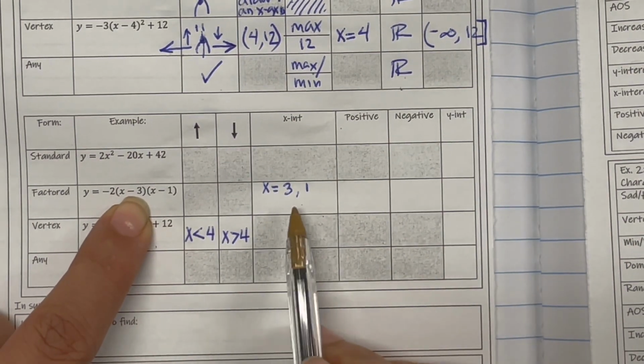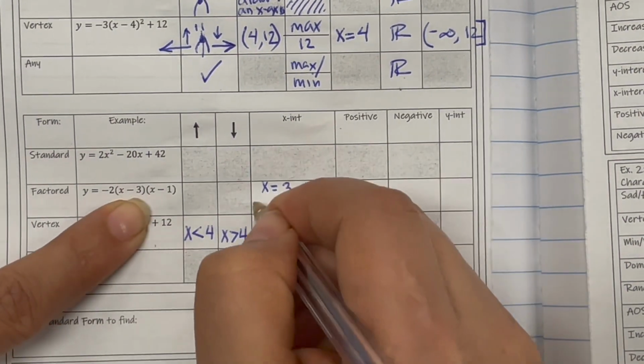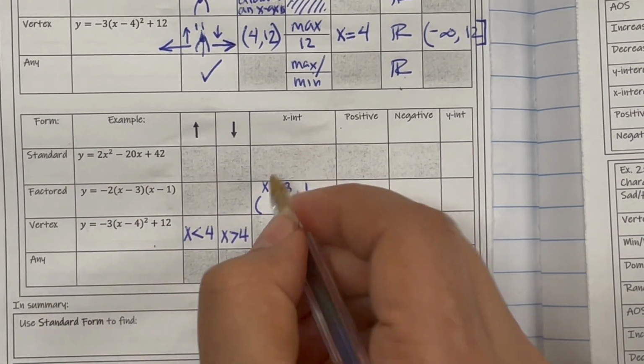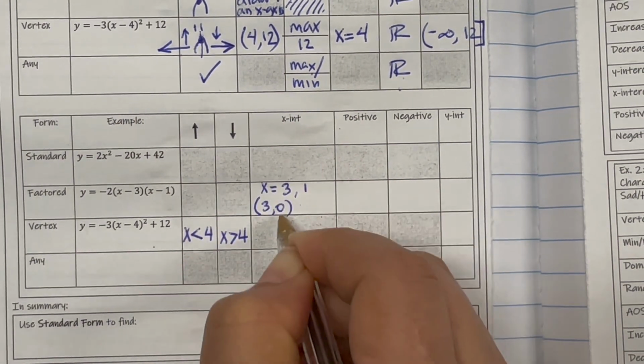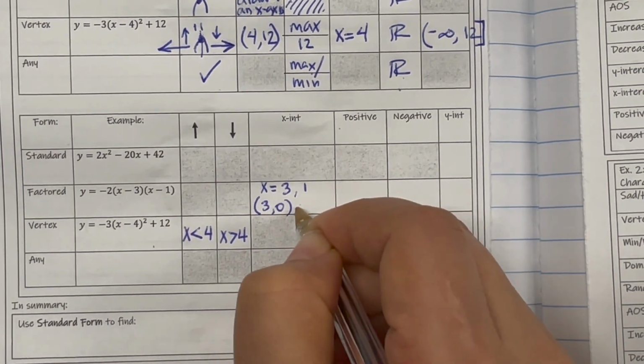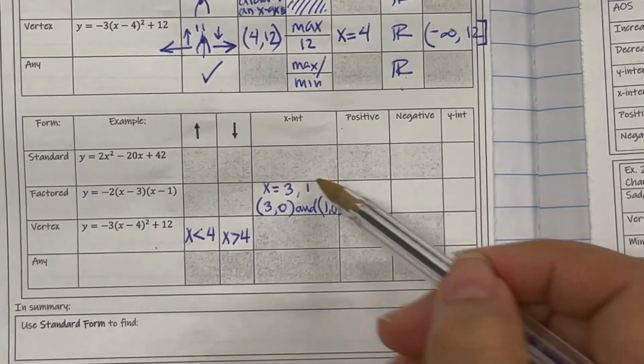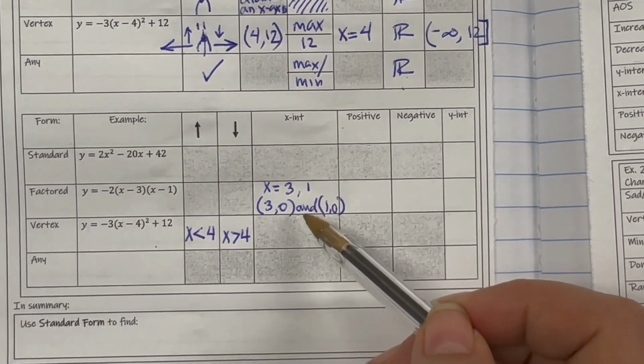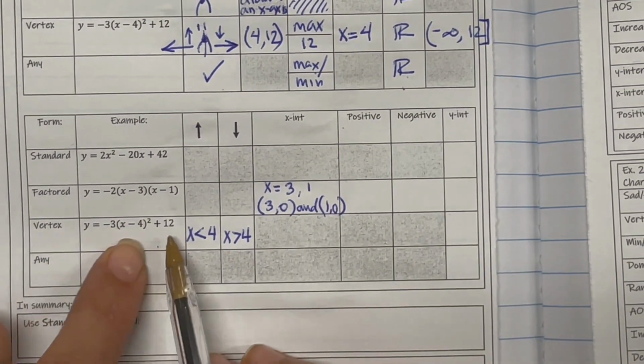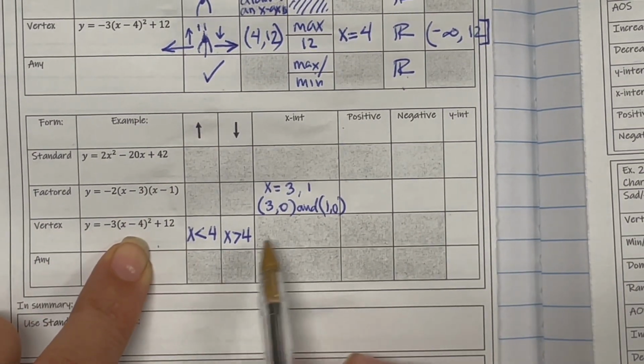And you can write this as coordinates as well. How do I write that in coordinates? 3, 0, because the y is 0, because that's crossing, and 1, 0. So 2 different ways of writing it down, but it means the same thing. Can I find my x-intercept from vertex form? Not by looking. I can calculate, but not by looking.